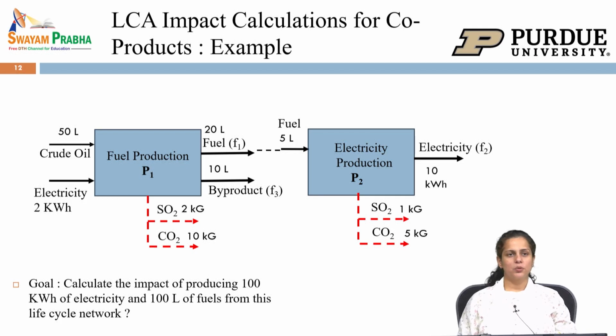In this example, we have the same case of byproduct formation in fuel production process, and we have the electricity production process. The goal of our LCA is to calculate the impact of producing 100 kilowatt hour of electricity and 100 liter of fuels from this life cycle network. Of course, we are not going to produce any byproduct, but we cannot avoid production. So, we need to allocate the impact to only fuel. So, we need to partition the impact that is going to the byproduct.